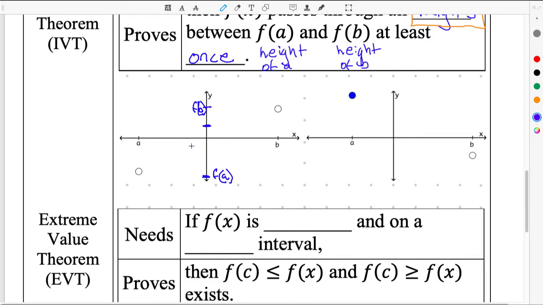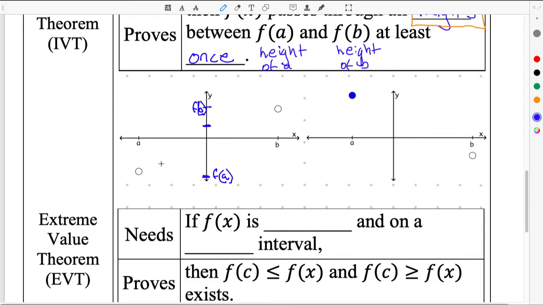Try getting to this point, holding down your pencil, and not go through that height, which is in between f of a and f of b. And it has to be a function. It has to pass the vertical line test. You can't do something like this, because that's not a function. So if we have a function, you have to pass between the two heights.